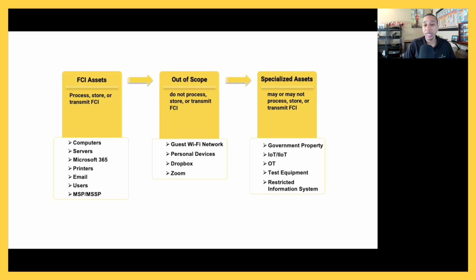Same with test equipment. Think about your oscilloscopes or your manufacturing various types of test equipment. Those would be considered specialized assets, as would IoT. So it's pretty straightforward for Level 1. These are your 3 assets. Either it's an FCI asset, out of scope asset, or specialized asset. Of these 3 categories of assets, the only one that you have to perform the self-assessment against the 15 requirements is going to be the FCI assets. So again, you want to minimize that scope as much as possible.